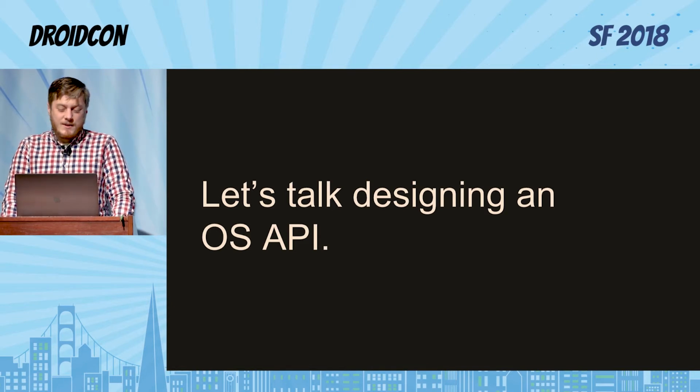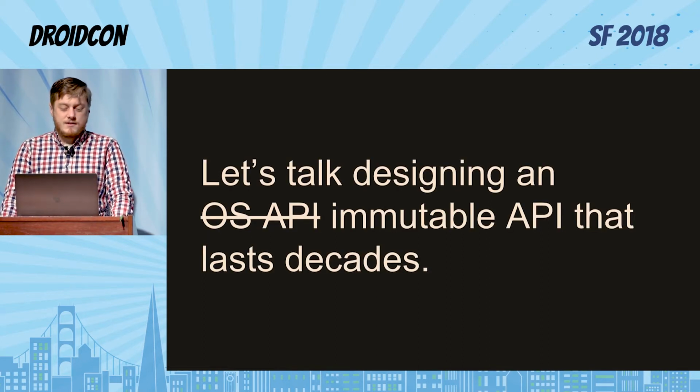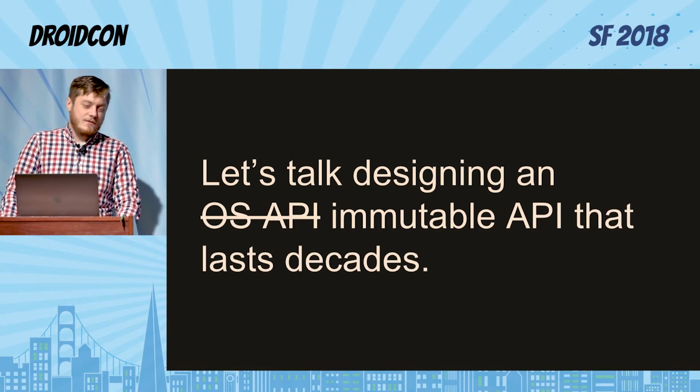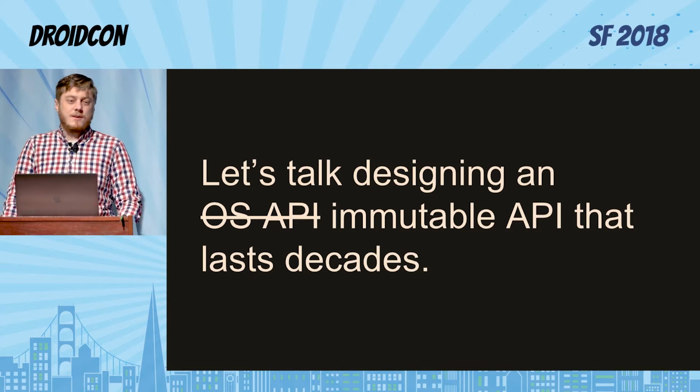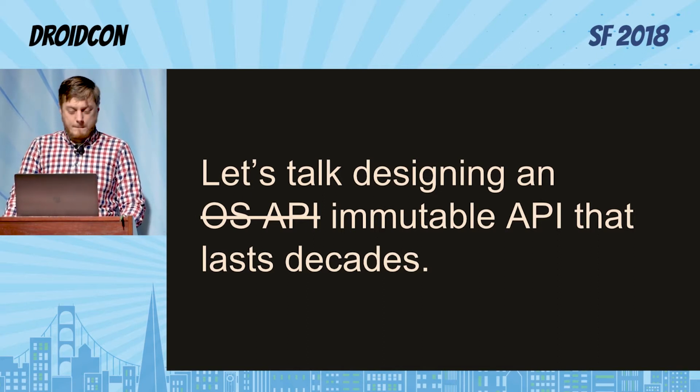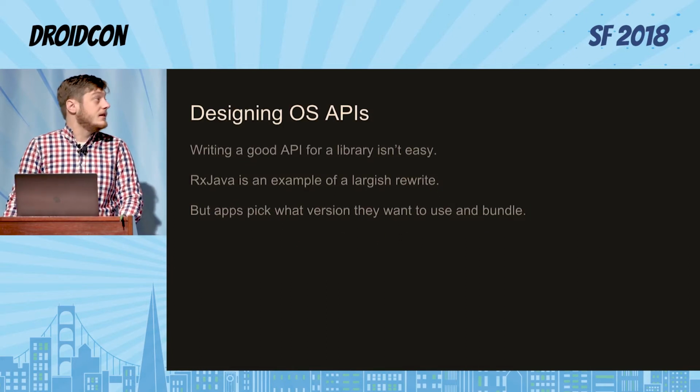So this is something that hopefully you won't have to do on a regular basis, but it's nice to know about how you have to do it so that when you're using APIs, you kind of understand where they came from and why they are how they are. And also, when you're designing an OS API, you're really designing an immutable API that lasts decades, unfortunately. If you're working on a library or your app, you can just ship a new version or pull in the new version. If you are doing an OS API, you're stuck with what the user already has on their device. So this leads to some slightly different design considerations.